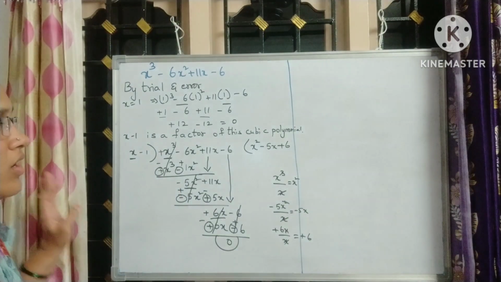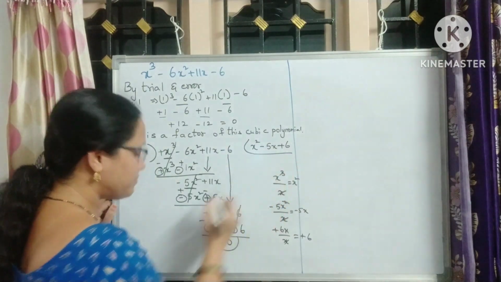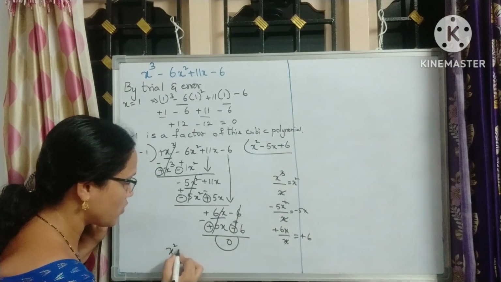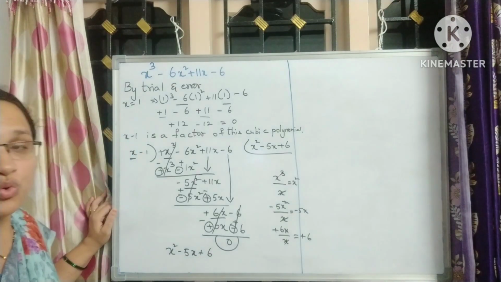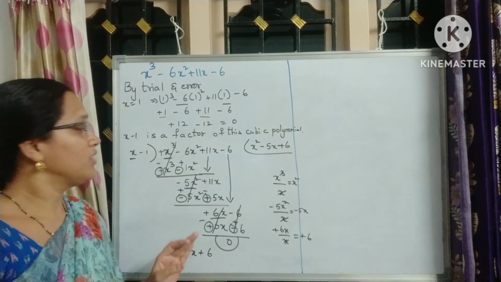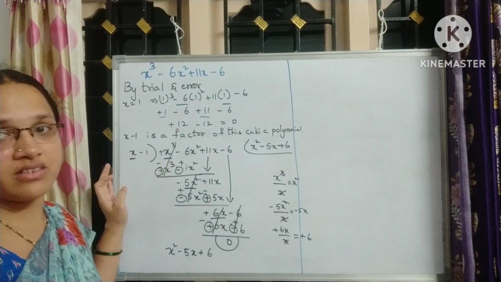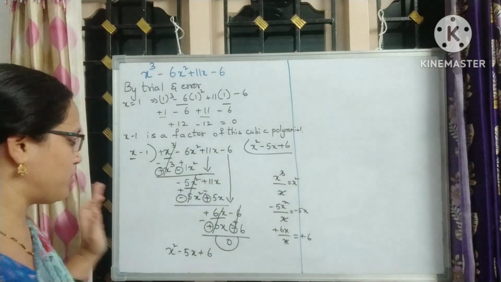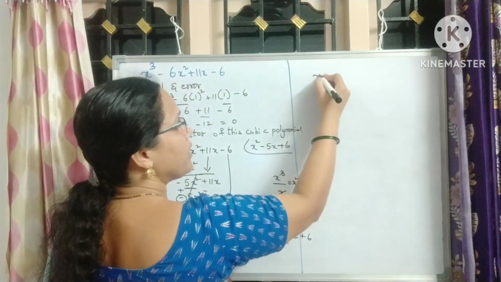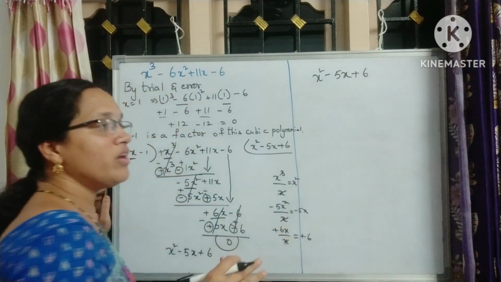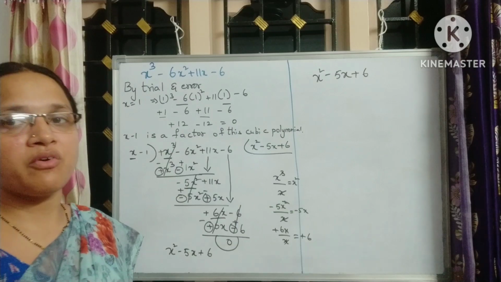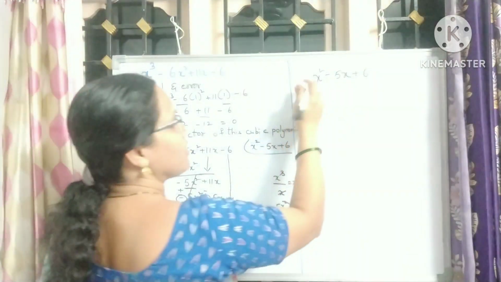Okay. So now see the quotient. What is the quotient here, children? Yes, x square minus 5x plus 6. Now, when you divided the cubic polynomial with its factor, you got a quadratic polynomial. So write the quadratic polynomial, x square minus 5x plus 6. Now come on, you have to do the same factorization.